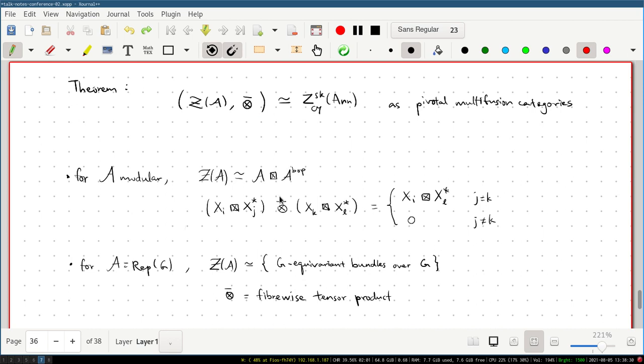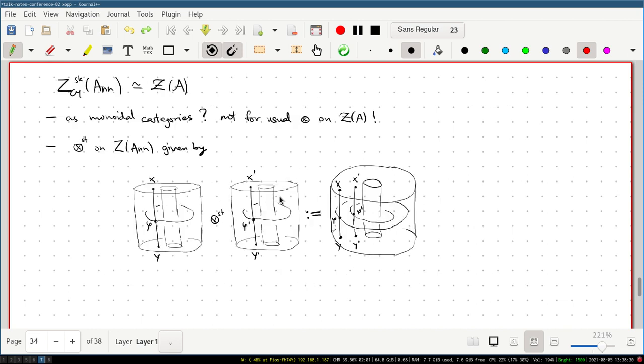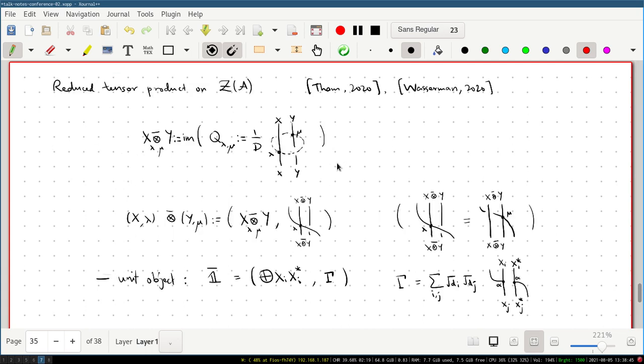I won't go through how we prove this. Essentially, what goes on is that you have these two strands going around. Again, we can bunch them up so that we only have one strand going around with simple labelings, and that sort of corresponds to this picture here.